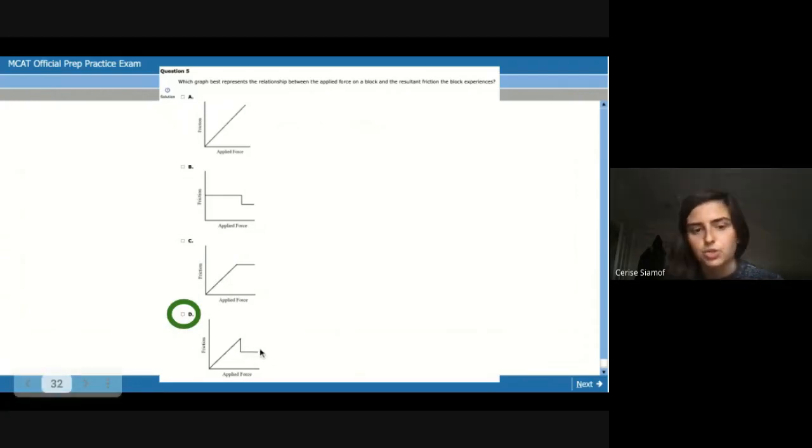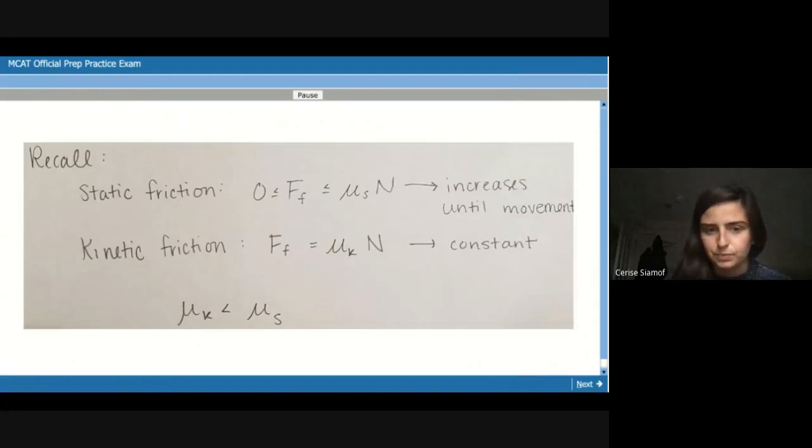The reason that it drops is because the coefficient of kinetic friction is always lower than the coefficient of static friction. There is probably a derivation for that, but it's just one of those things you should know: the coefficient of kinetic friction is lower than that of static friction. So knowing all of those things, you would pick D. Does anybody have any questions?